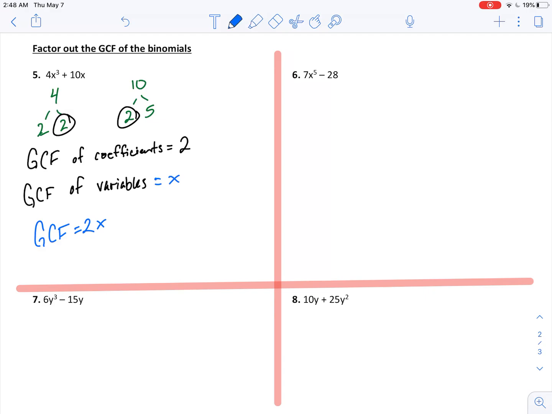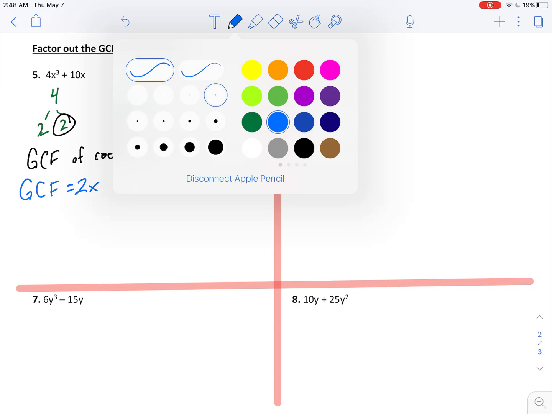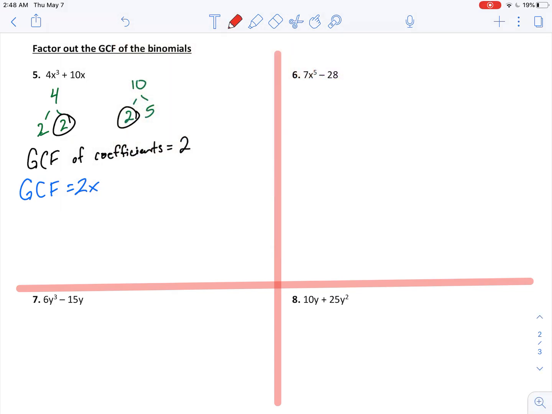So let's do my very last step. My actual greatest common factor is 2x, like we just found. But now I want to divide out that greatest common factor. So I'm going to take 4x cubed, divide that by 2x, and a positive 10x, and divide that by 2x. And in our final answer, we're always going to have 2x out front. Whatever we're dividing out, it's going to go out front. And we're going to have what's left over in the parentheses.